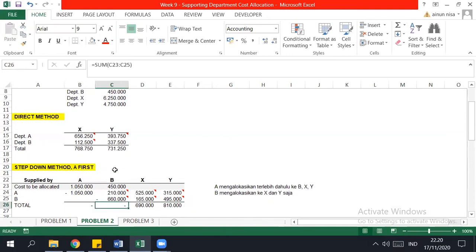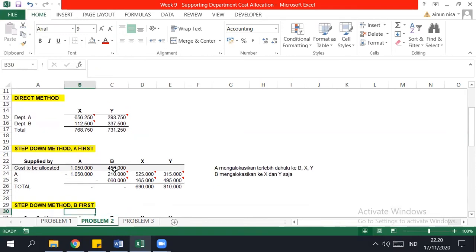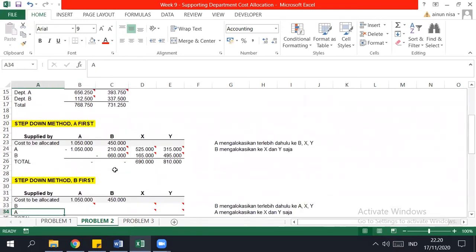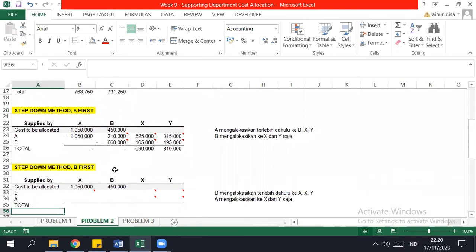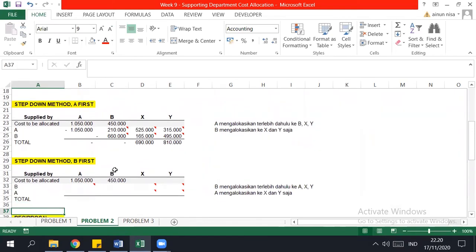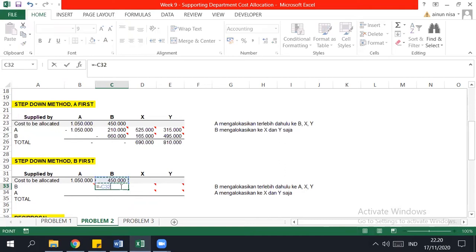And then the third question is the step-down method, B first. So the idea is still the same as the previous one, but the difference is we have to allocate the cost of Department B to Departments A, X, and Y first, and after that, we allocate the cost of Department A to X and Y. Because we will allocate the cost of Department B first, we have to minus the cost to be allocated. And after that, we allocate it to Departments A, X, and Y.